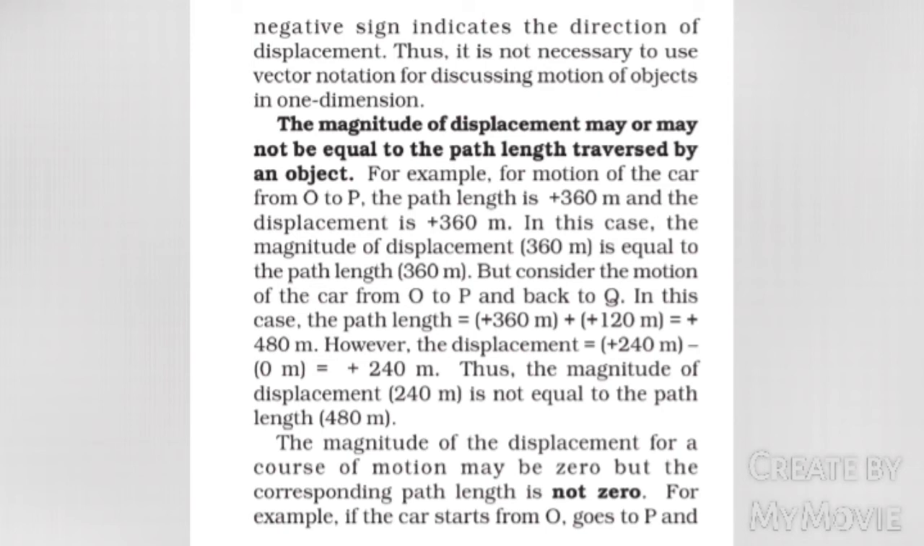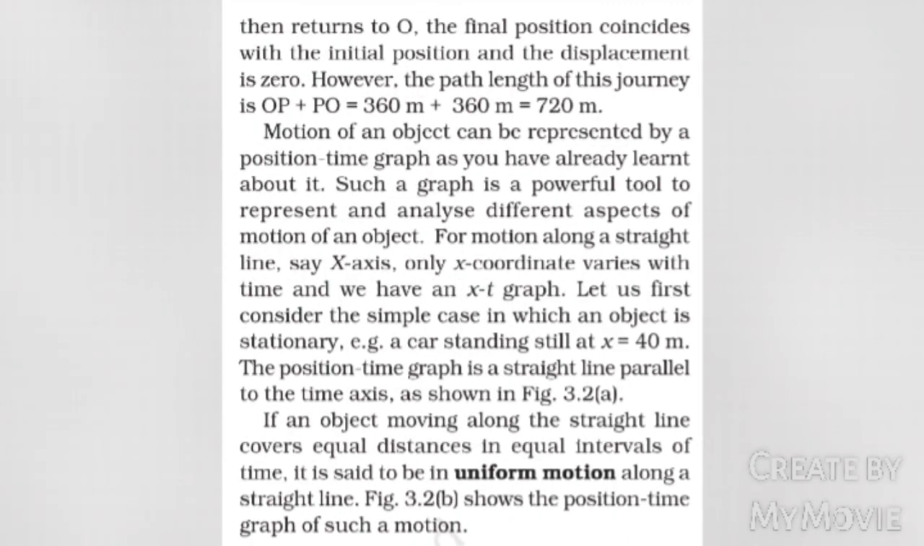The magnitude of displacement for a course of motion may be 0, but the corresponding path length is not 0. For example, if the car starts from O, goes to P and then returns to O, the final position coincides with the initial position and the displacement is 0. However, the path length of this journey is OP plus PO, which equals 360 meter plus 360 meter, which equals 720 meter.